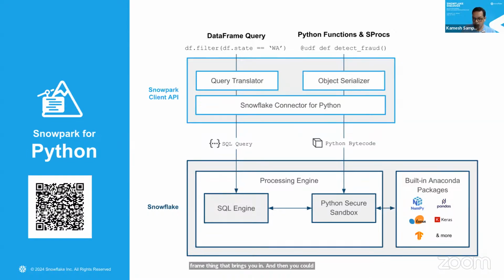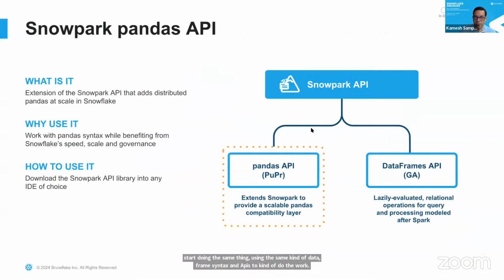Okay. So what else do we have on top of this? We just recently launched the public preview of the Snowpark Pandas API. So what is this about? Because Pandas is always single threaded, right? I cannot do distributed computing with Pandas.